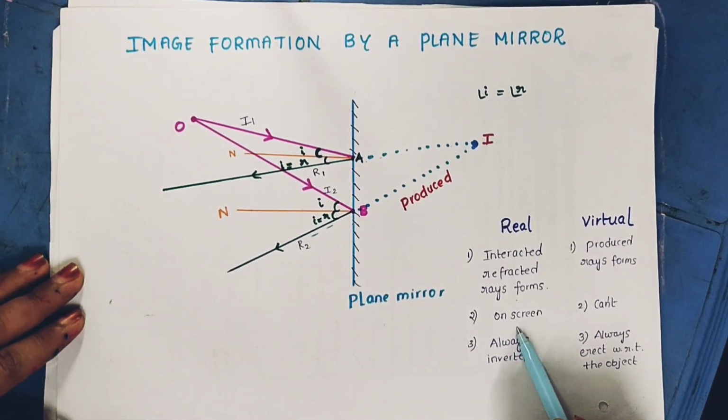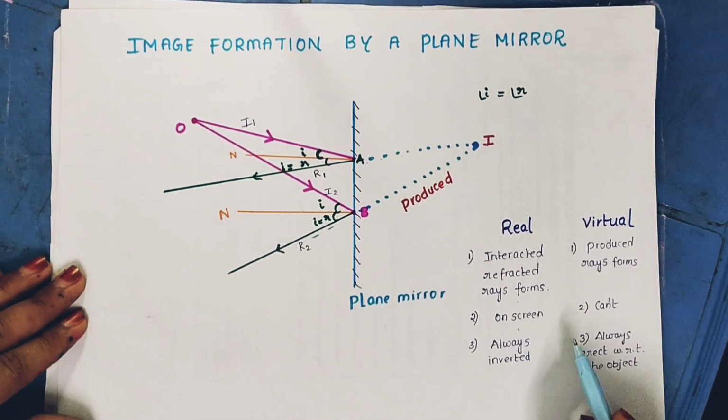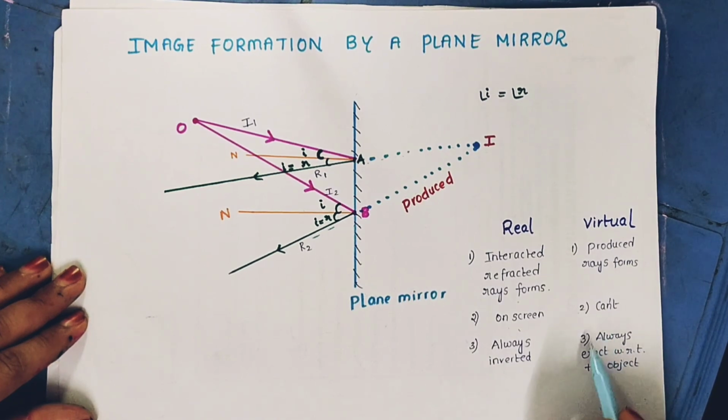And one more difference is that real images can be caught on a screen. When you place a screen, you can see the real images on the screen. But a virtual image can't be traced on a screen. It is formed inside the mirror. You can't trace it on a screen.